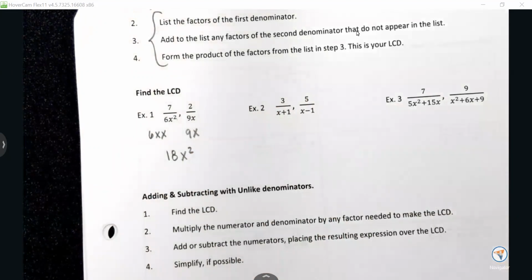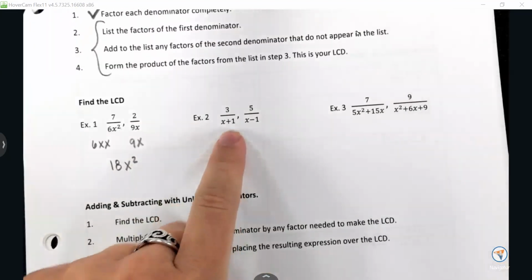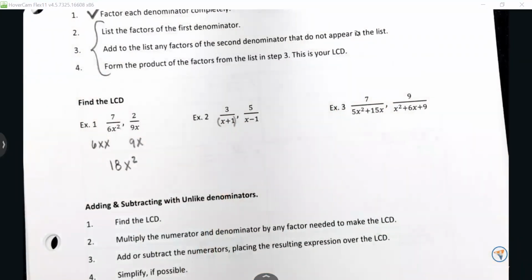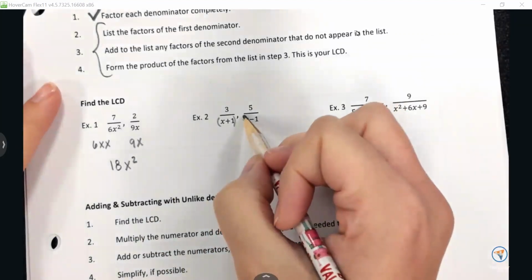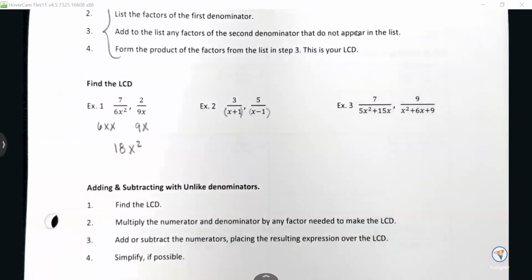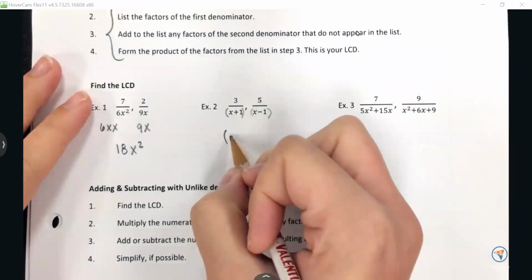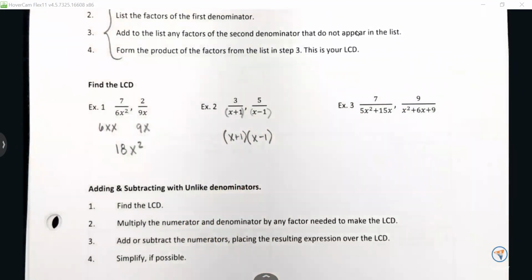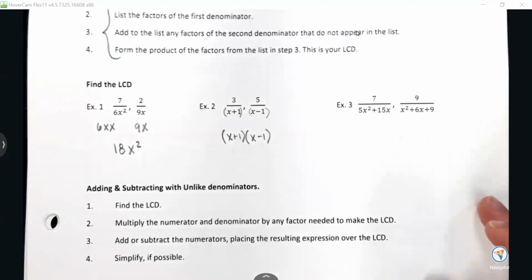So example number 2, I have an x plus 1. That has to stay together. You can't separate x's and letters and numbers. And then I have an x minus 1. That has to stay together, okay? Since they have nothing in common, the new denominator is going to be x plus 1 and x minus 1 because they have to be the same denominator. So let's go look at the next one and it might make a little more sense.